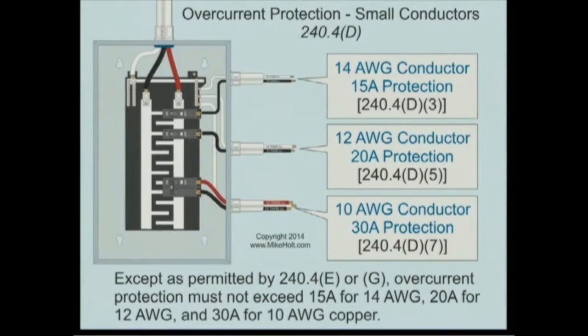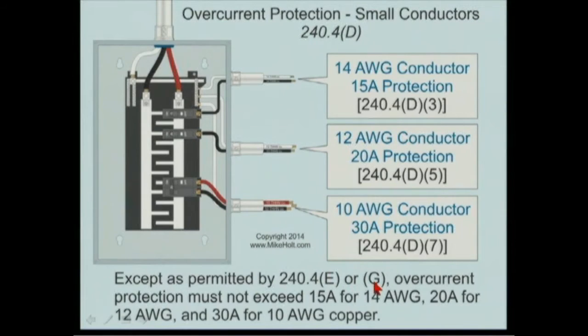Then when you get to 240.4D, it says that you have to protect these conductors in accordance with the following ampere rating, except as permitted through 240.4E or G. So take a look at this. You have to provide a 15 amp breaker on 14-gauge wire, a 20 amp protection rather on 12-gauge wire, a 30 amp protection on 10-gauge wire if it's not E or G.